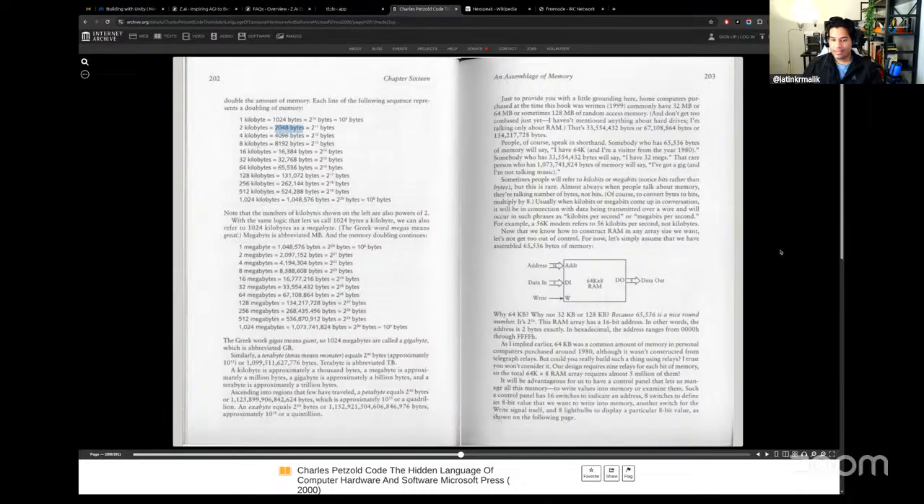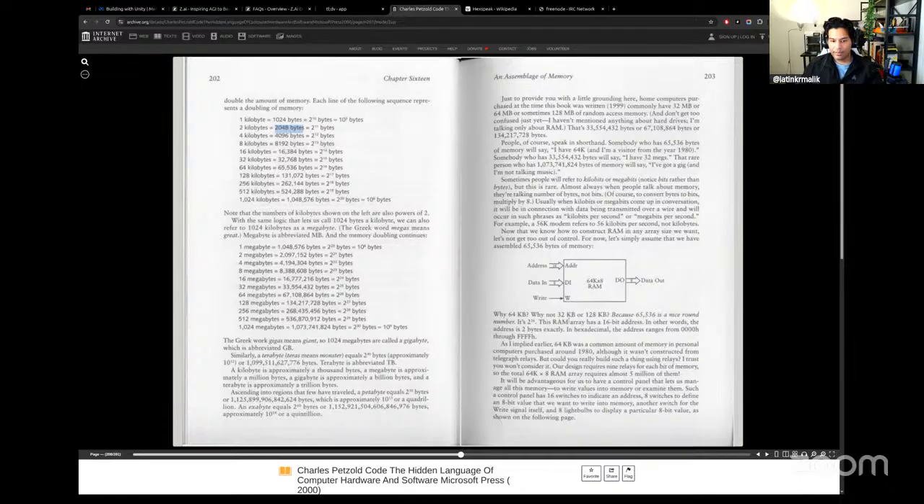Now that we know how to construct RAM in any array size we want, let's not get too out of control. For now, let's simply assume that what we have assembled is 65,000 bytes of memory, or 64 kilobytes, which means now we have 16 address lines, 8 data input, a write, and 8 data output.